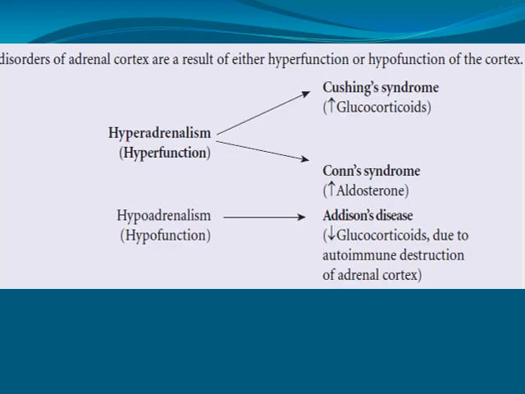Lastly, you can see in the disorders of the adrenal cortex, when there is hyperadrenalism, hyperfunction, then two conditions may occur: Cushing syndrome due to increased glucocorticoid and Conn's syndrome due to increased aldosterone. And another is hypoadrenalism, that is hypofunction. There will be Addison's disease where there is decreased secretion of the glucocorticoid.